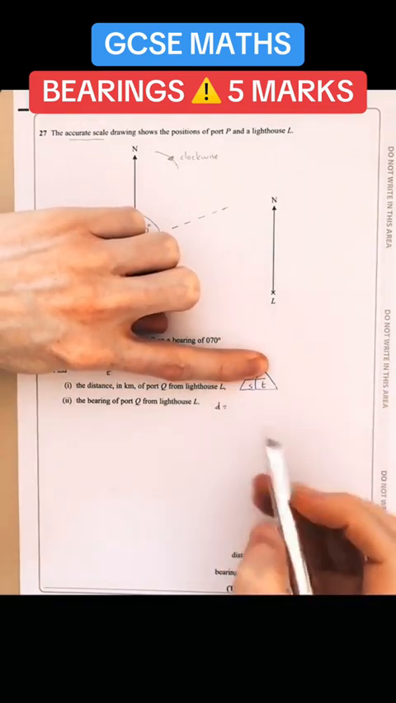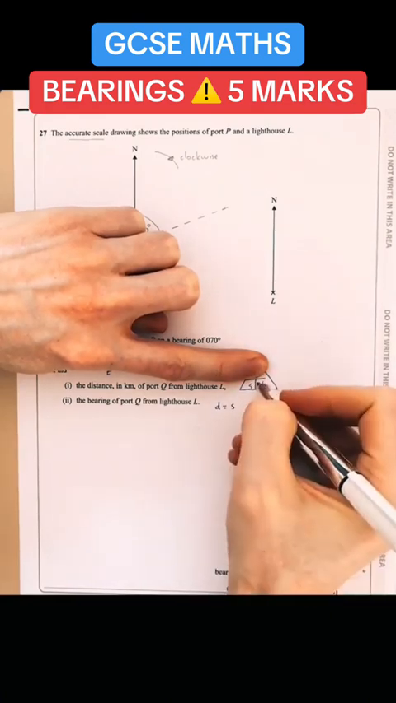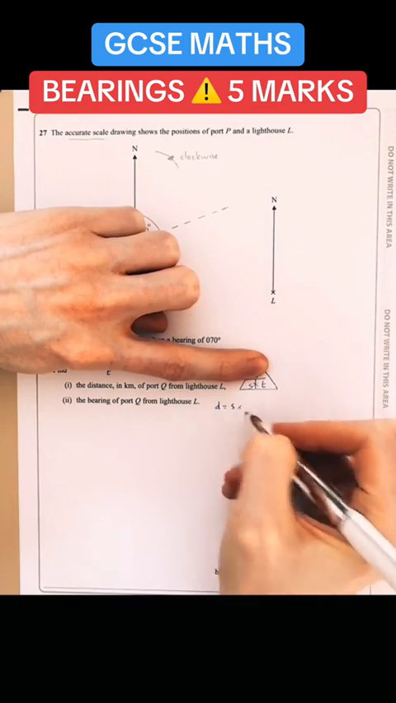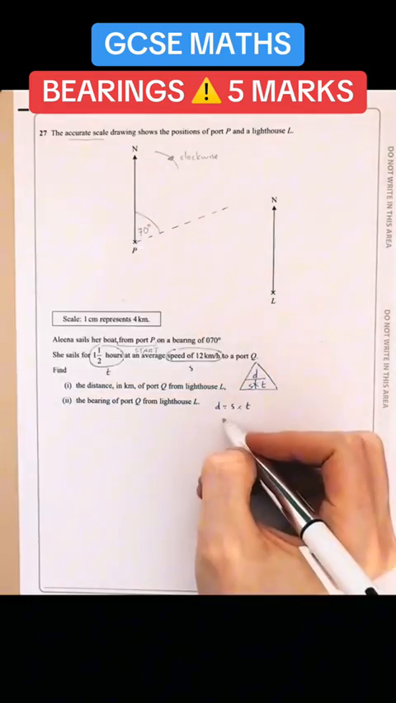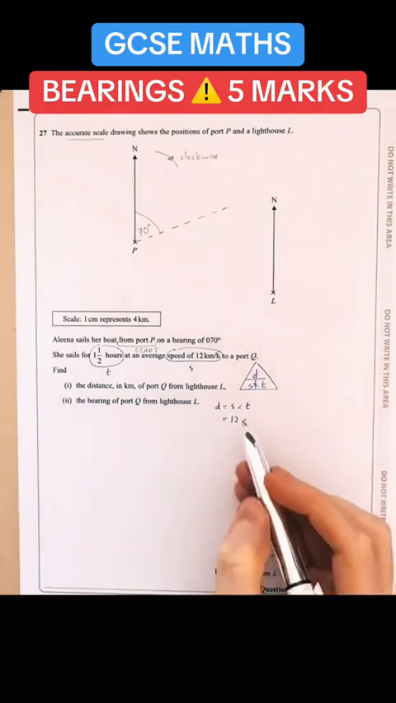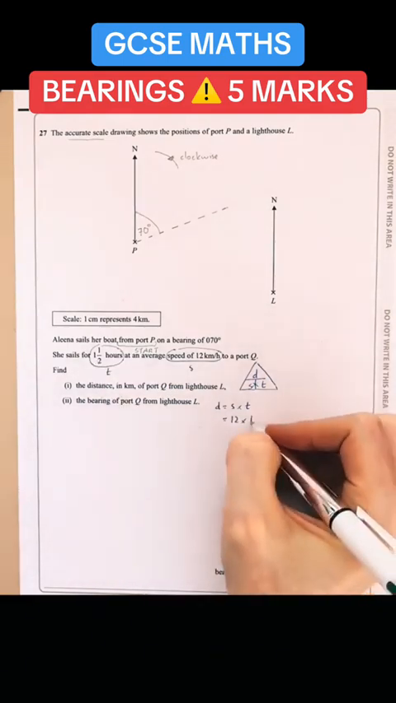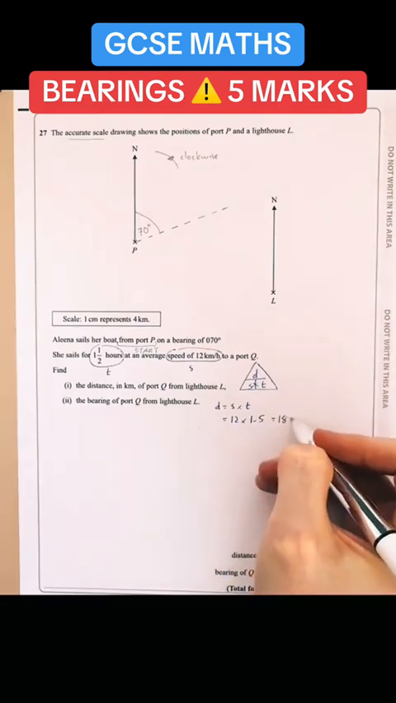So therefore, distance equals S, which is my speed. You should know that a vertical line in a formula triangle means to multiply. So it's the speed multiplied by T, where T is the time. Substituting in our values, I know her speed is 12 kilometres an hour, and it's multiplied by her time. Her time is 1.5 hours, which as a decimal is 1.5. And 12 times 1.5 will give us 18 kilometres.